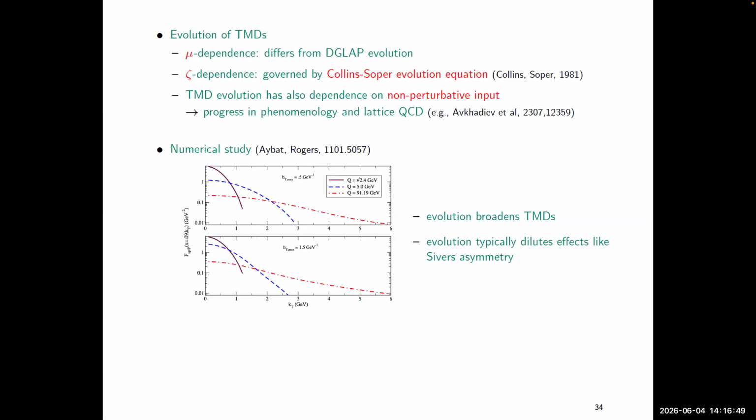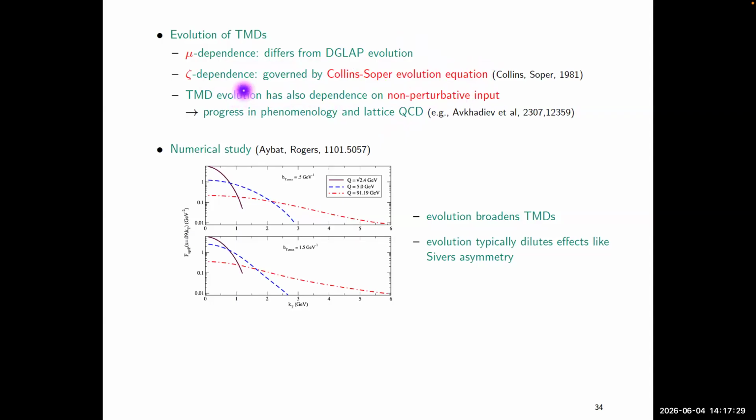All right, so last slide on that. Naively, one may think that we have a mu dependence, like in the case of PDFs, but this mu dependence actually differs from the DGLAP evolution. It's not the exact evolution as we have for PDFs. The only mu dependence that we have here, for those who are more expert in this, is related to the renormalization of the field. That's all what we have here. And the main driver actually is the zeta dependence that is covered by what we call the Collins-Soper evolution equation.